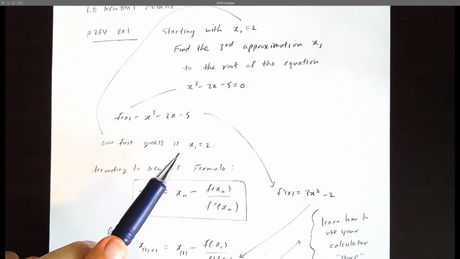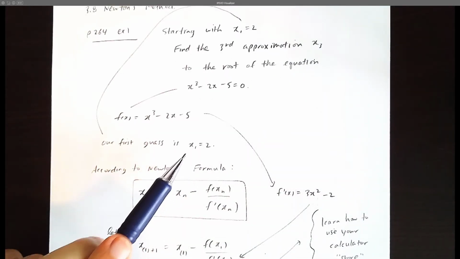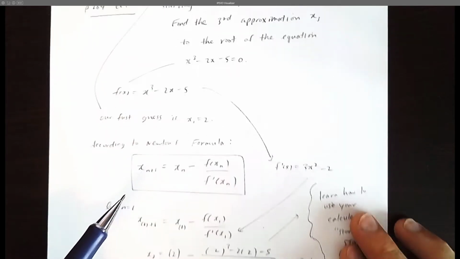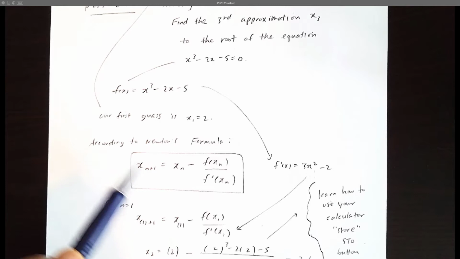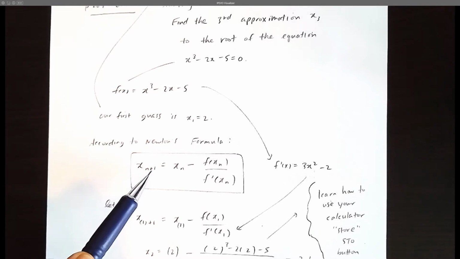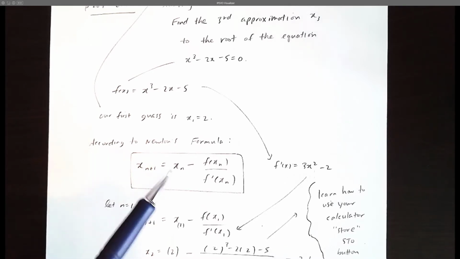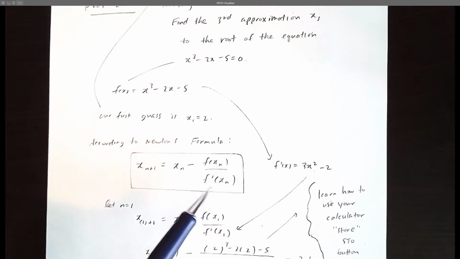We're going to start with an initial guess. This is given: x1 equals 2. This is the root that we're guessing. So according to Newton's formula, the next guess, x n plus 1, is equal to the previous guess minus f of xn over f prime of xn. Let's see how this works.